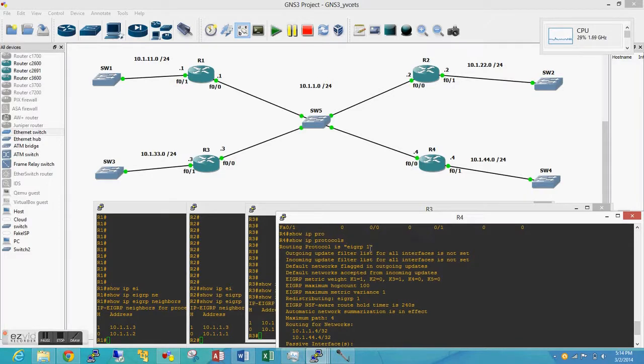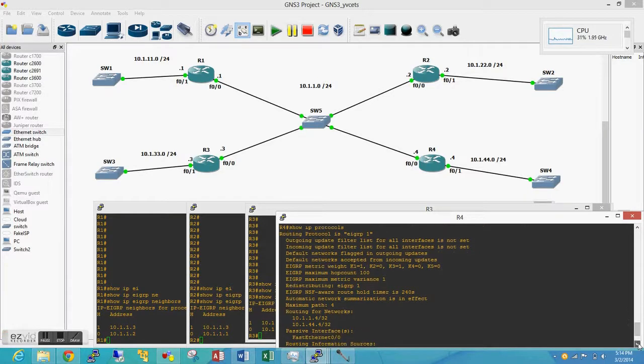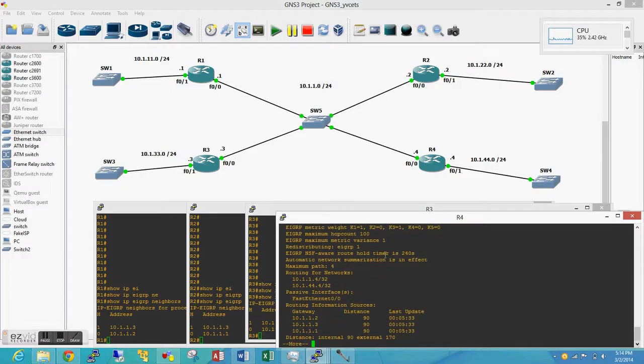Show ip protocols is going to show what routing protocol you're using. Routing protocol is EIGRP, Autonomous System 1, and a bunch of other information we won't go into, but it shows routing for networks. Basically it says what networks you set up for this routing protocol. And it shows we did set it up for both of our interfaces. This little line right here shows us that it was set up as a passive interface on Fast Ethernet 0/0.